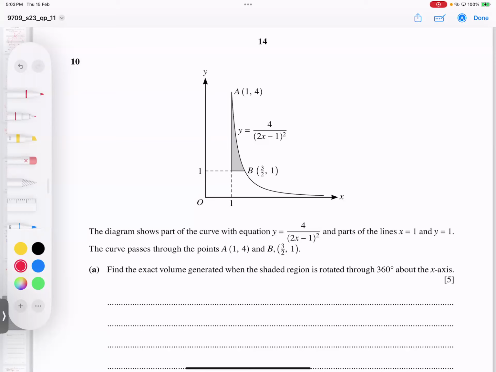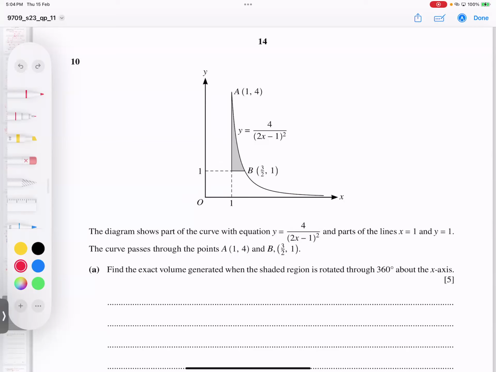First of all, you can see the diagram shows a part of the curve with the equation given, and the line x equals 1, where x is equal to 1, and where y equals 1. This is y equals 0, this is y equals 0, this is y equals 1. Some students don't even know the equation of this line. Okay, let's proceed further.